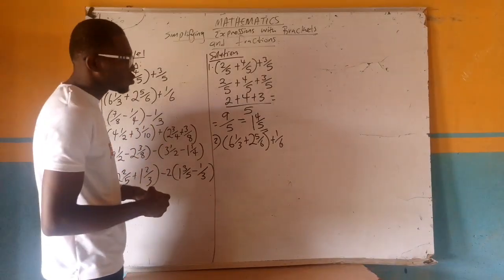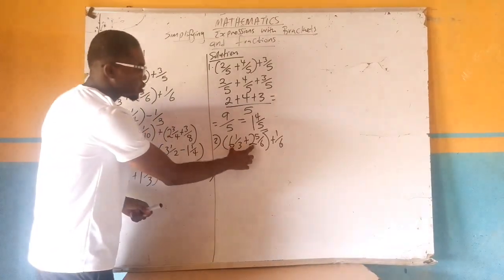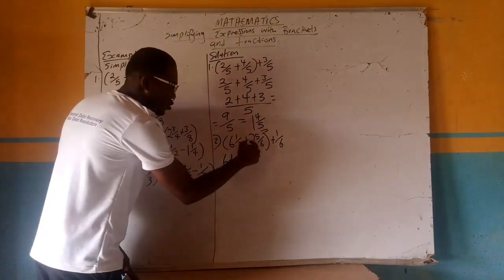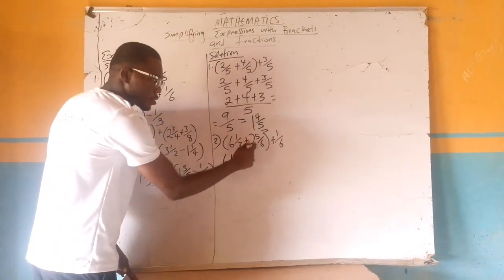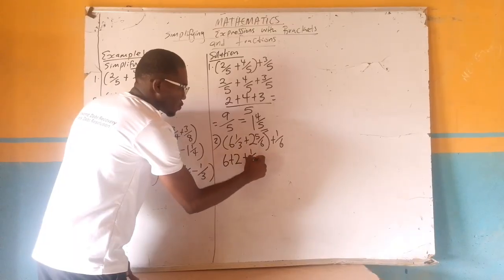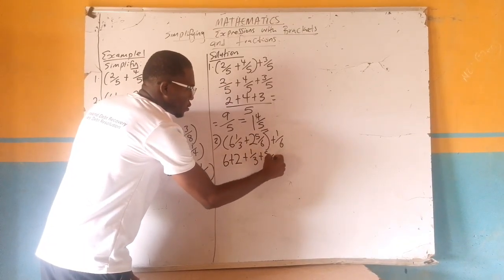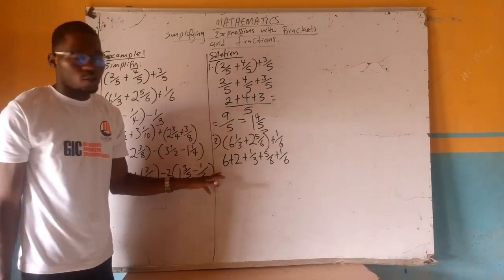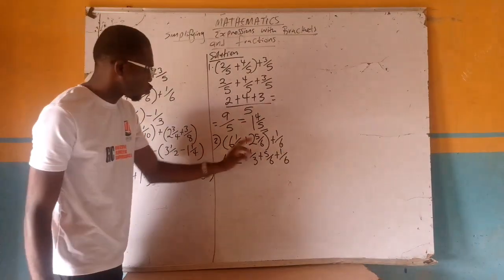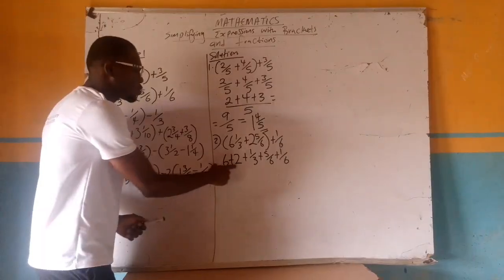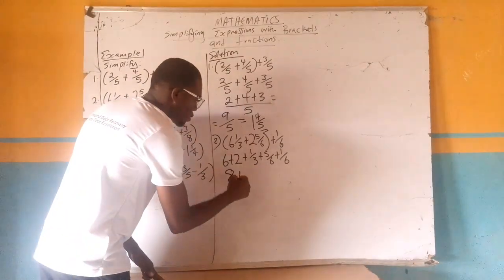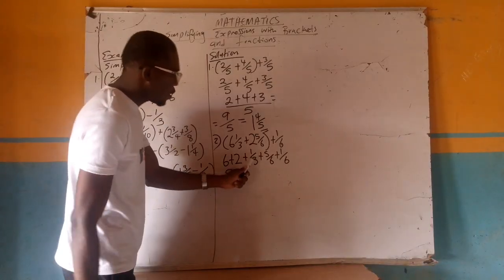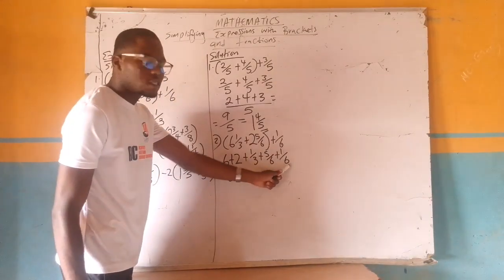So what I'm going to do now, to make it easy for us, I'm going to bring the two whole numbers together. So I will have 6 plus 2, that's the whole numbers, followed by the fractions, 1 over 3 plus 5 over 6 plus 1 over 6. I hope you understand up to this point. So 6 plus 2 will give us 8. Then we now have to find the solution for the fractions. The LCM of 3, 6 and 6 will be 6.